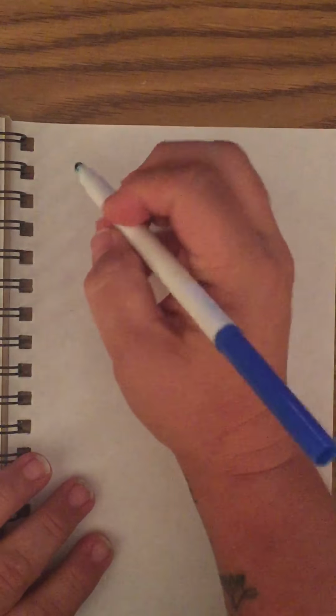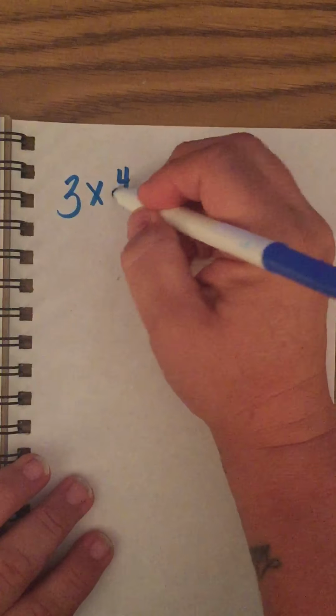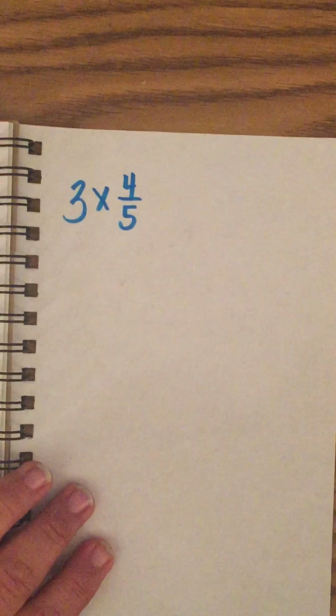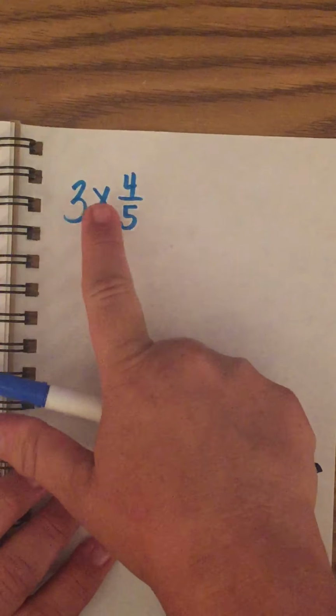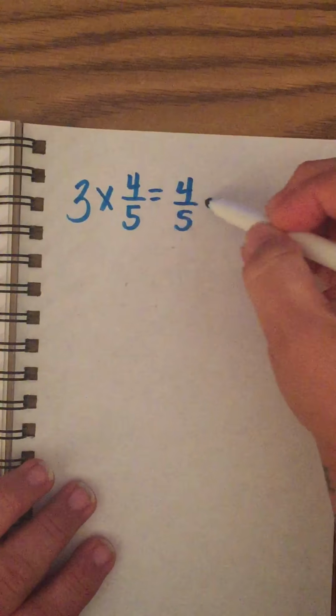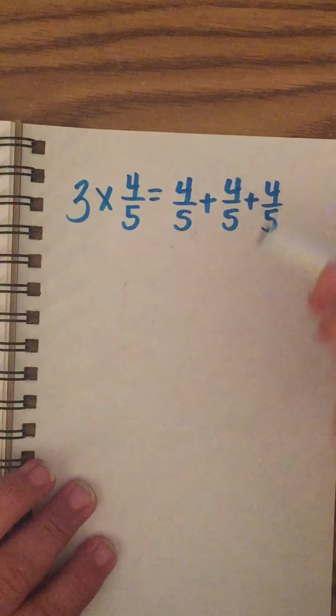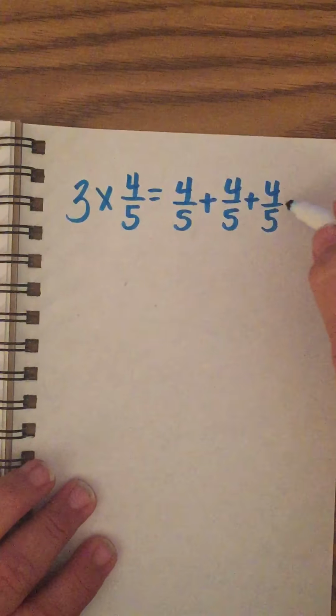So I'm going to do a little math review lesson on what we were doing right before we left for break. We were multiplying a whole number by a fraction. So it's kind of something like this. 3 times 4/5. This is like 3 copies of 4/5. So it's kind of like this. 4/5 plus 4/5 plus 4/5. 3 copies. 1, 2, 3.